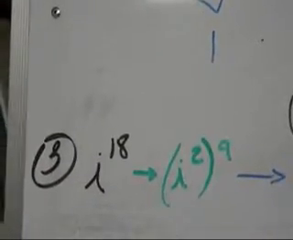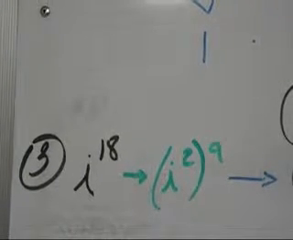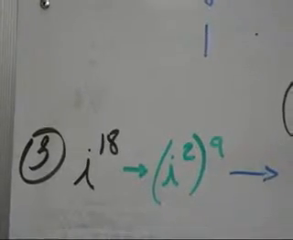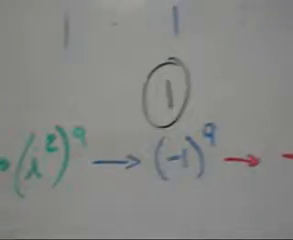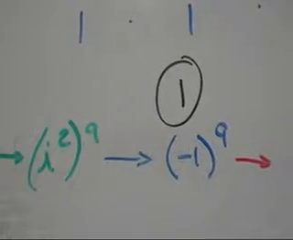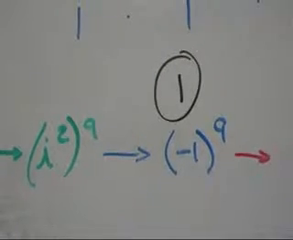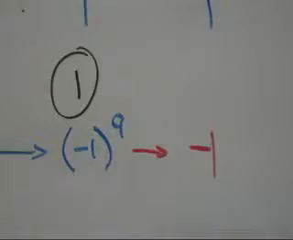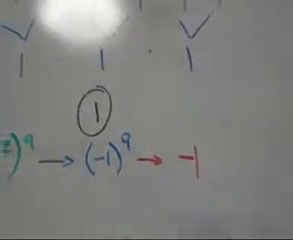I to the 18th, well, I could shorten that up, and I could say that that's i squared to the 9th power. And the reason why I would do that is because in example number 1, I discovered that i squared was -1. So I could say that i squared to the 9th power is the same as -1 to the 9th power, which means that -1 to the 9th power is, of course, -1. When you have a negative number, or an odd number of negatives, you get a negative answer.